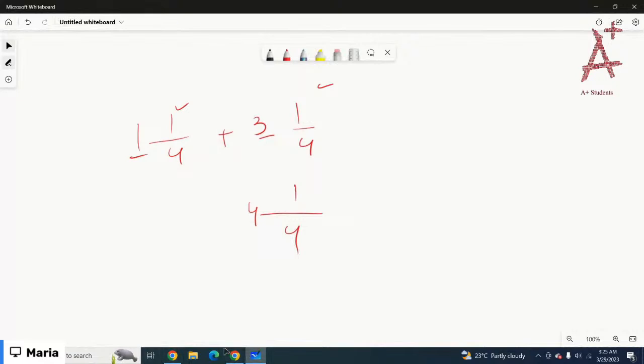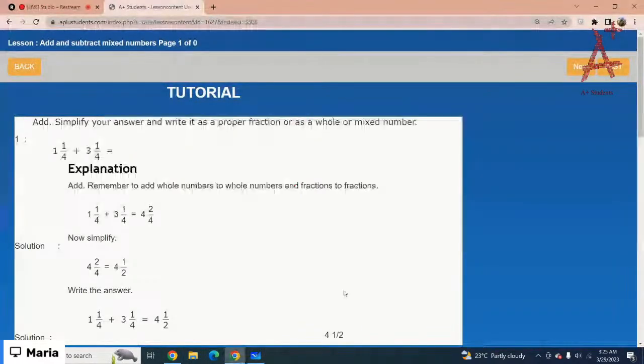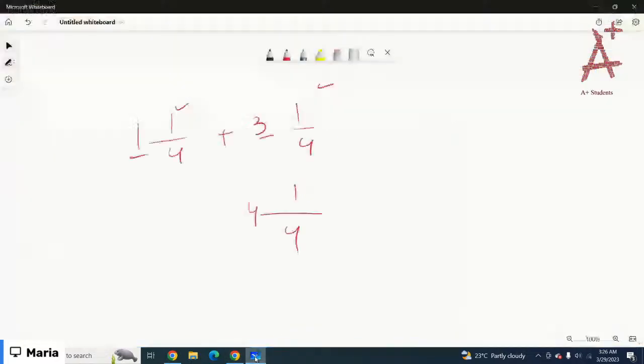So the correct option is 4 whole 1 over 4. Got it? Okay, let's just move on to the, sorry, not 4 whole 1 over 4. 3 and 1 is 4, and you have to add 1 plus 1. It would be 4 whole 2 over 4. Got it? And you can divide this fraction by 2. It would be then 2 divided by 2 is 1 and 4 divided by 2 is 2, so it would be 4 whole 1 over 2. Got it?